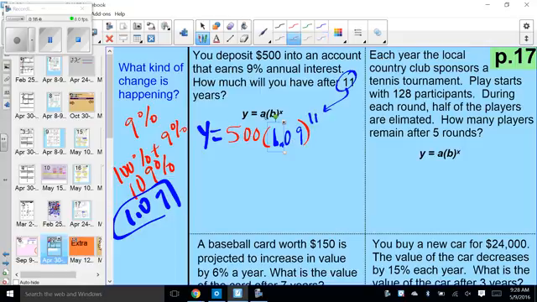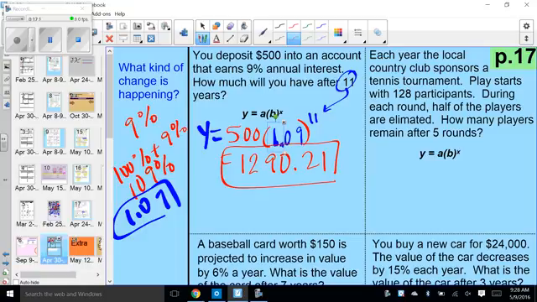So go ahead and take a look at that. 500 was the beginning amount. My growth is 9%, which is really 1.09 to the 11th power. Go ahead and type that in your calculator. 500 multiplied by 1.09 to the 11th power. I end up with $1,290.21. That's my finishing amount after year 11.